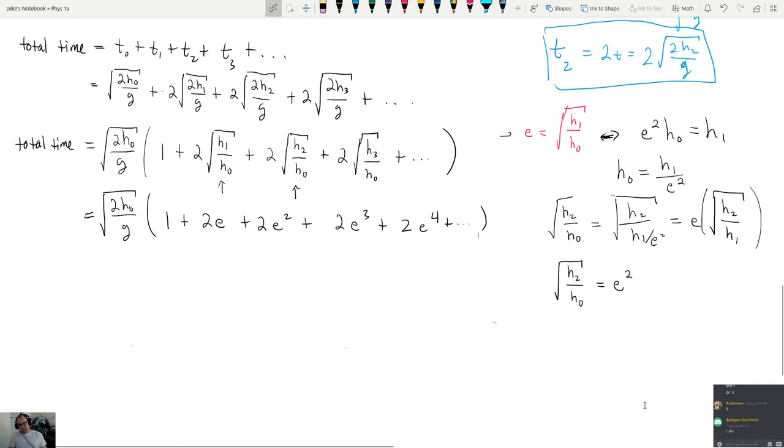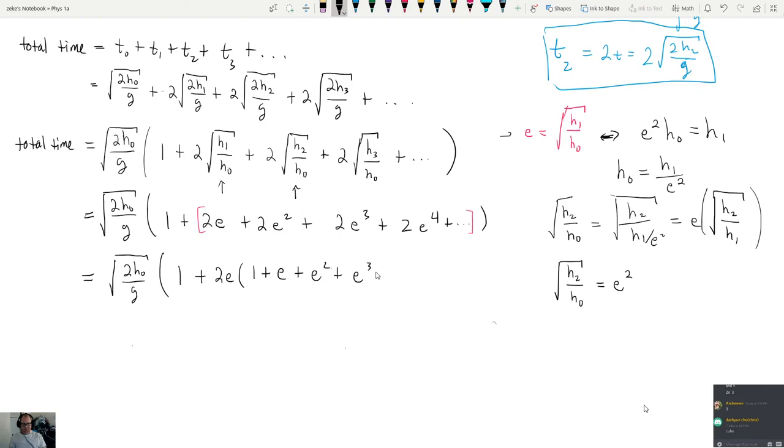The next thing I want to do, I believe, is to factor out. I'm going to factor a 2e out of just this part of my sum right here. So we'll get 2e times 1 plus e plus e squared plus e cubed plus dot, dot, dot. And now we can simplify even further. We have an infinite sum. And the sum that we're doing is 1 plus e plus e squared plus e cubed. And keep in mind that we know that e is a number that is less than 1, but greater than 0. It's a fraction, right?